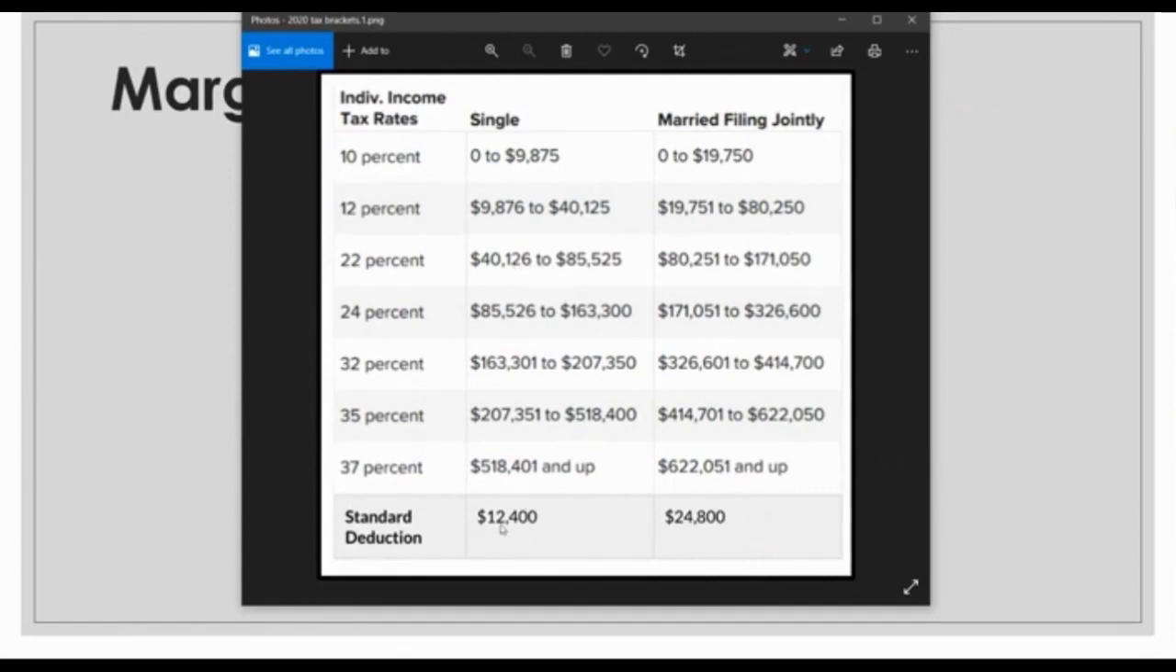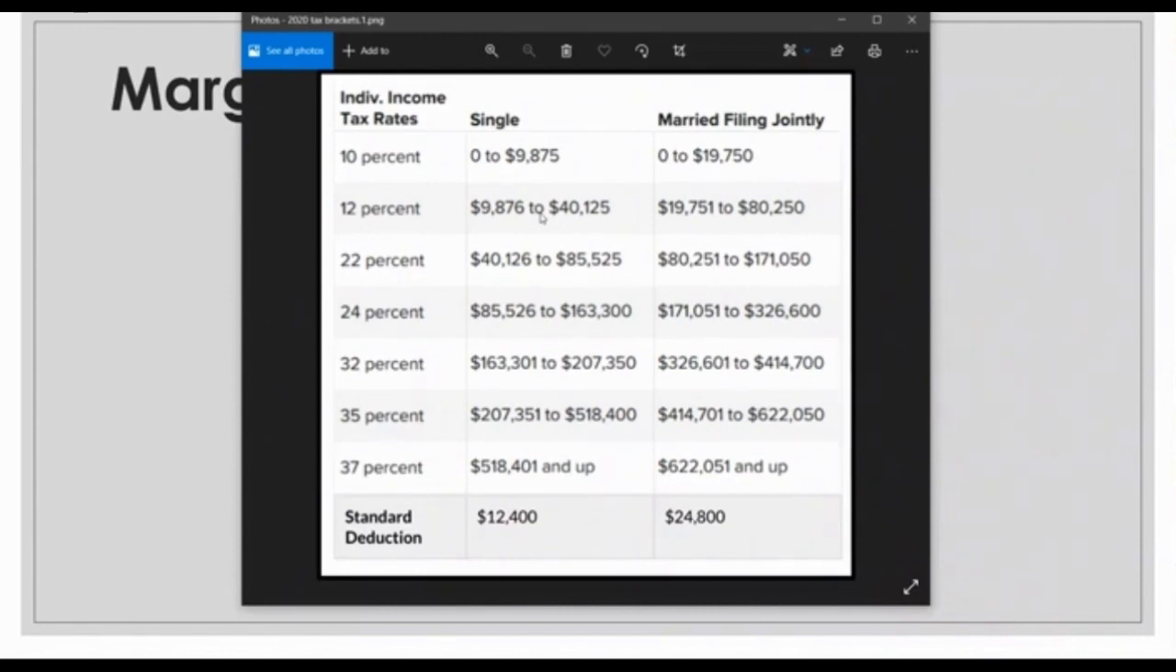So if they were at 45,000, they could deduct this 12,000, and that would put them at roughly 33,000, which means they never would have gotten up into the 22% bracket. They would have maxed out in the 12% bracket. So that's another way you have a really big chunk of your earnings that aren't taxed at all.